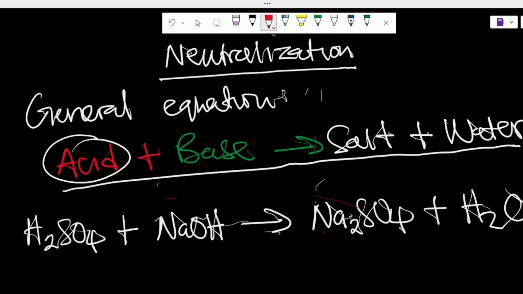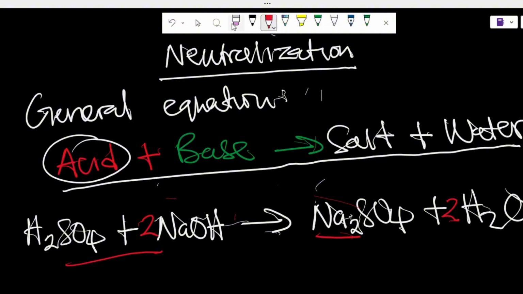You have 2 sodium atoms here, so you can put a 2 here, which means that you have 4 hydrogen atoms on the left side. You need 4 more here, so you put a 2 here. So this is an example of a neutralization reaction. Make sure that you get the concept of this.